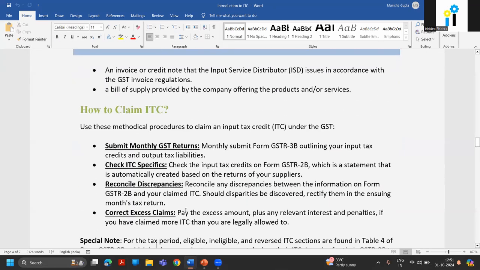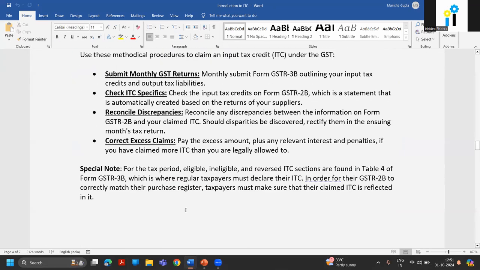How to claim ITC? So this is the method to claim ITC. Submit the monthly GST return. Means once you file GSTR 3B online, at that time you can deduct input tax credit from output tax credit and you can get your input tax claim.